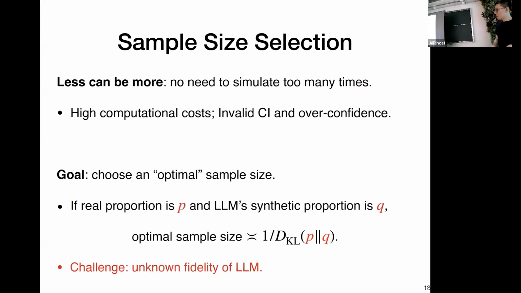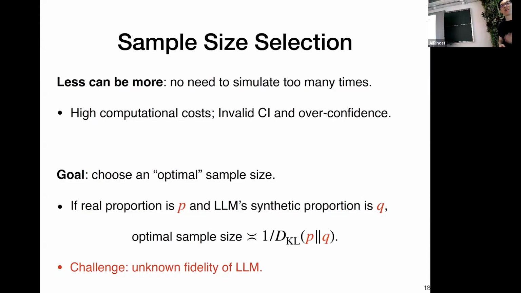So in our study, we seek to choose an optimal sample size, a sweet spot in between. Theoretically, in the example I just showed you, you can get some sense of the optimal sample size. If your real proportion is P and your synthetic proportion is Q, then roughly speaking, your optimal sample size is inversely proportional to the KL divergence between the two Bernoulli distributions, P and Q. You can compute this theoretically, but in practice you never know P or Q, so you cannot really use this formula to select the sample size.